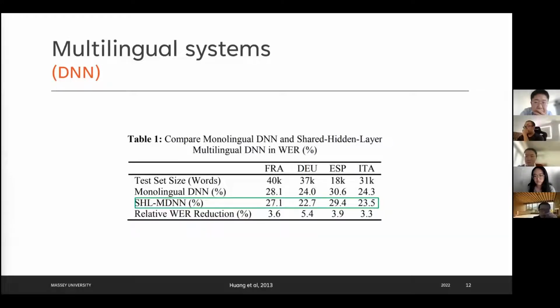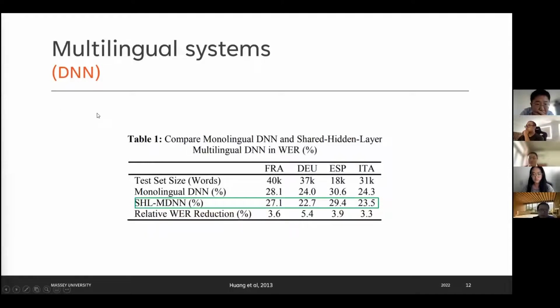Here you can see we have data from 4 different languages: French, German, Spanish, and Italian. We have about 40K for French, 37K for German, and 18K for Spanish, which is fairly low data. And Italian has 31K sentences. Compared to the monolingual DNN system, we achieve about 3 to 5% improvement, or you can say word error rate reduction, compared to monolingual systems.